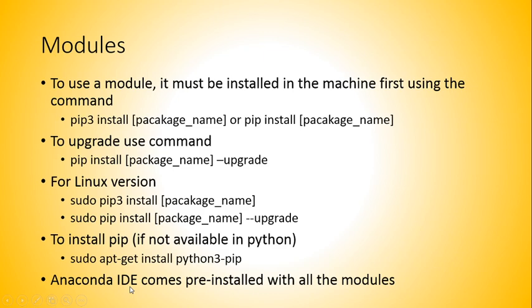Anaconda IDE comes pre-installed with all these modules, so you don't need to install specific modules. But many very specific modules are not available, for example animation modules, Blender modules, or R packages collection, meaning a combination of two different languages; you have to download and install them separately. So in short, before installing any module, you have to check whether pip is there or not. If pip is not there, then you have to go for the pip command.